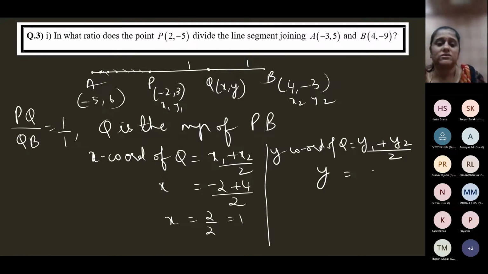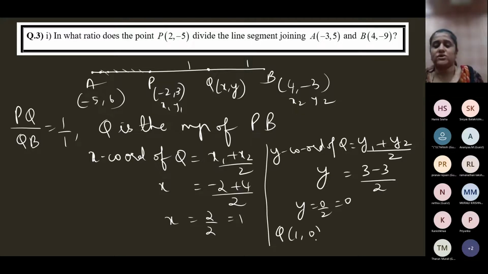So 3 minus 3 by 2 is 0 by 2, which is 0. So Q is given by the address (1, 0). You can use the ratio 2:1, or you can use the midpoint formula directly like this. Q is the midpoint of PB, or what we did earlier.